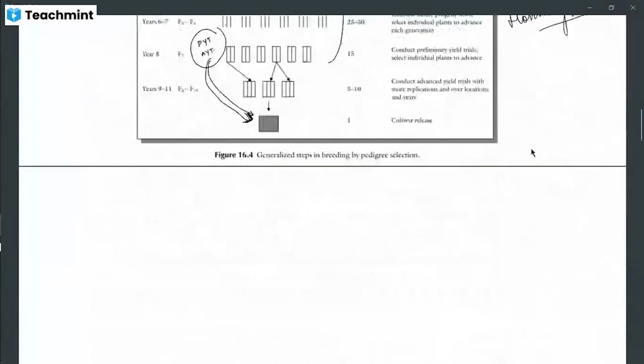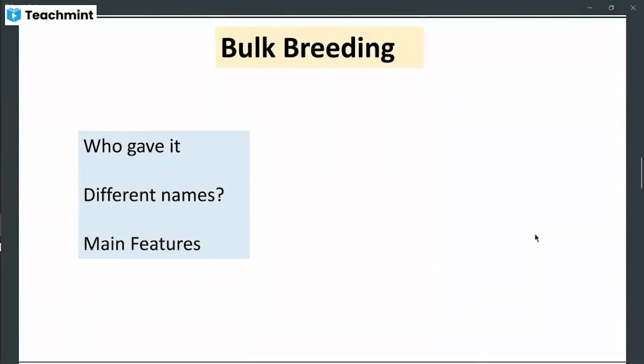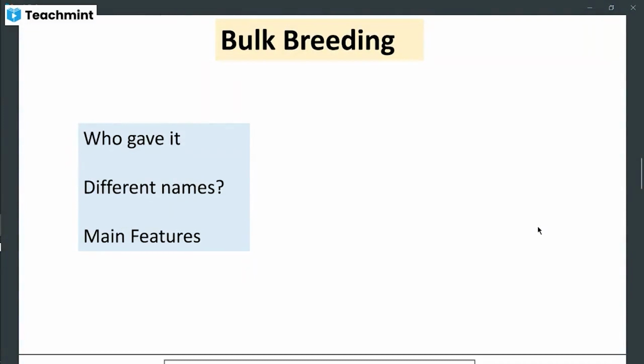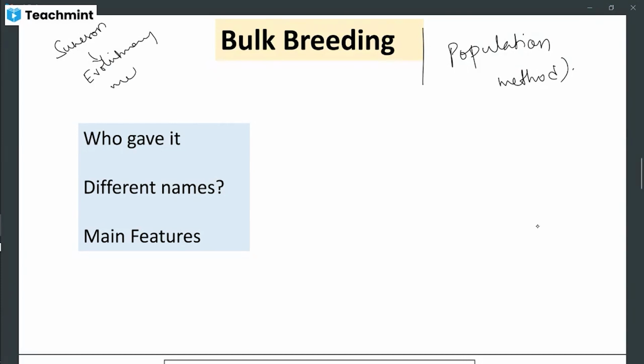And now we will be dealing with bulk breeding. Bulk breeding has many names. Some people call it the population method. And another scientist named Simpson told that it is the evolutionary method of crop improvement.